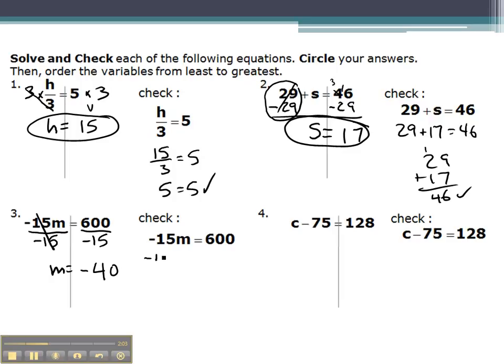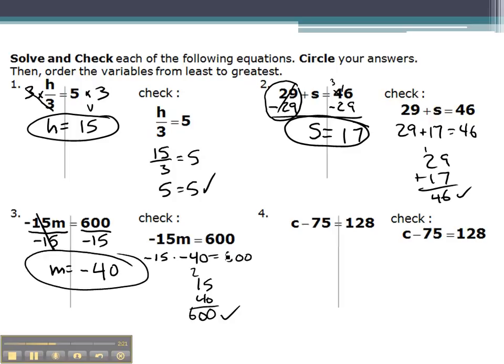Let's check that. Negative 15 times negative 40 should equal 600. We know that a negative times a negative equals a positive, so we know the sign's correct. 15 times 40 is 600, so that checks out. M does equal negative 40.